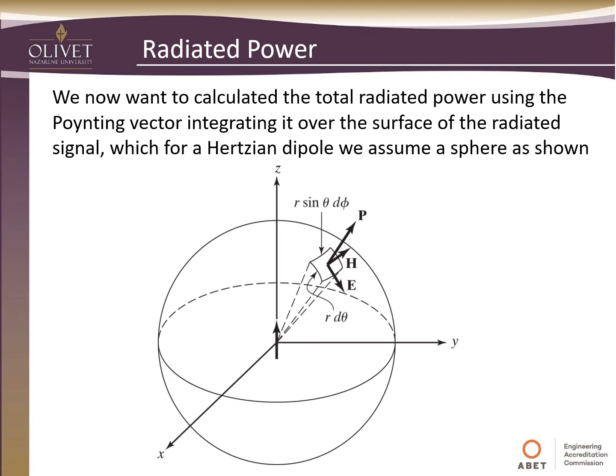We want to take that now and use it to calculate the total radiated power. We're going to assume that this is for a Hertzian dipole, but we're going to assume that it's isotropic, that is, it transmits in all directions the same, which is not a totally useless assumption. Here we would use spherical coordinates because we'll have the P vector radiating away from the center, because our E and H fields are transverse. So they'll be orthogonal to each other and orthogonal to this P direction.